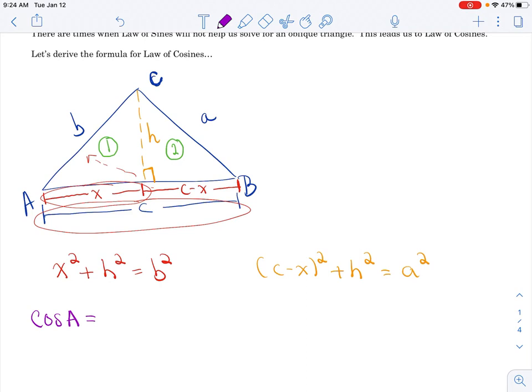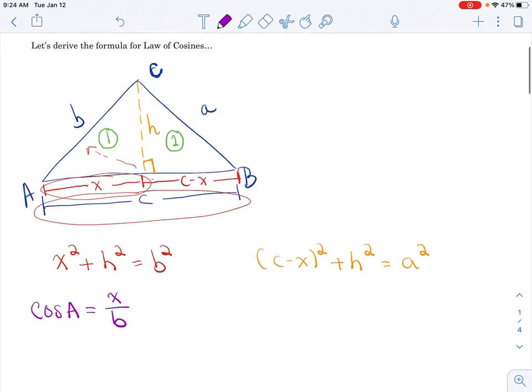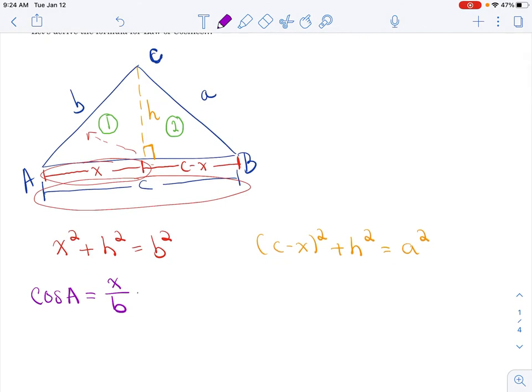Now we're looking in that right triangle 1. Cosine of A, remember the definition of cosine, and I can use cosine because it's a right triangle. That's adjacent over hypotenuse. And to guide us a little bit more, I'm going to isolate the x. So I get x is equivalent to b times cosine A.